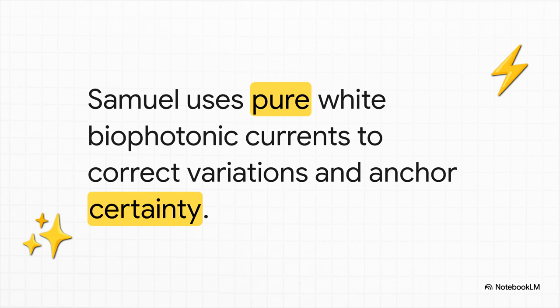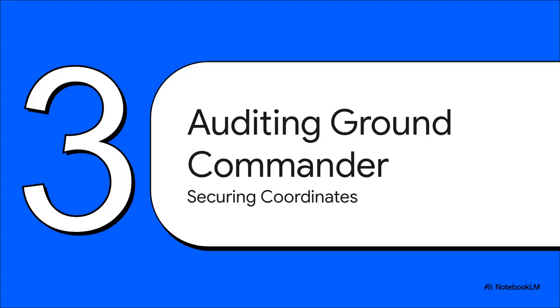And the way he actually achieves this alignment is completely wild. He doesn't use standard data transfers or basic communication. Instead, the briefing says Samuel utilizes pure white biophotonic currents. It's these specific energetic currents that allow him to go in and correct those subtle cognitive variations we were just talking about. By applying these biophotonic currents, Samuel can anchor absolute certainty right into the conscious loops of these leaders. He's making sure they are perfectly tuned to the incoming parameters without even a hint of hesitation or static. Moving right along to Section 3, auditing the ground commander and securing final coordinates.